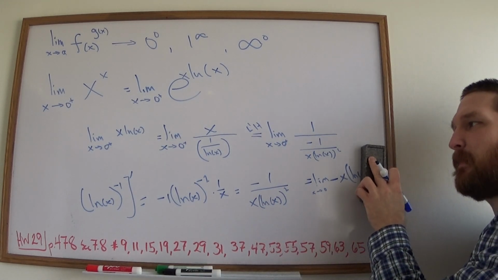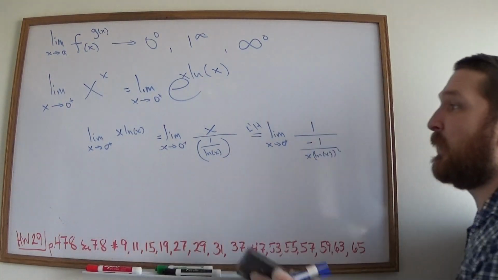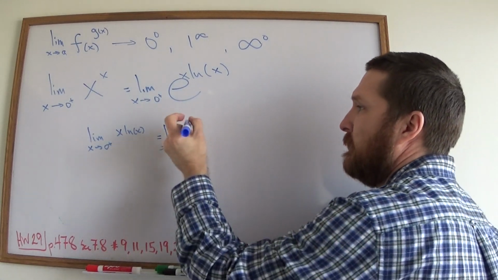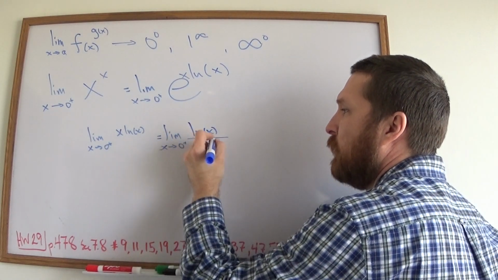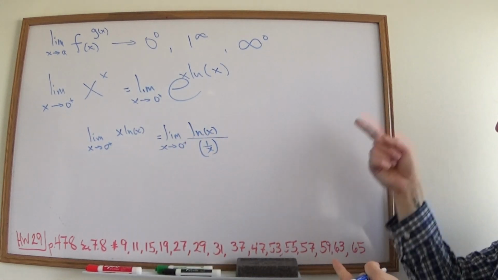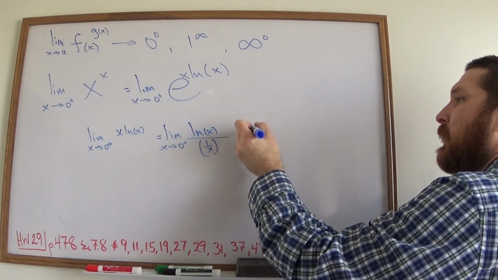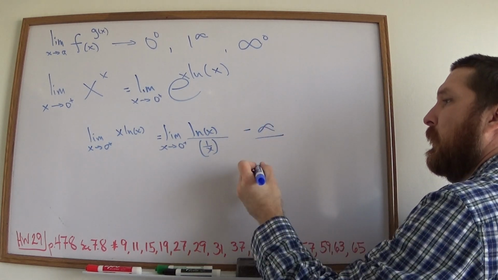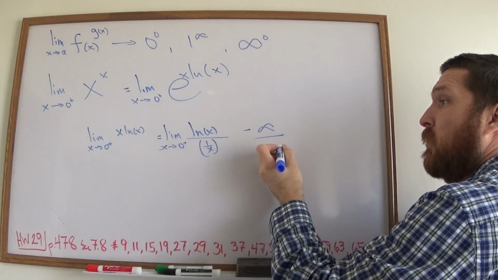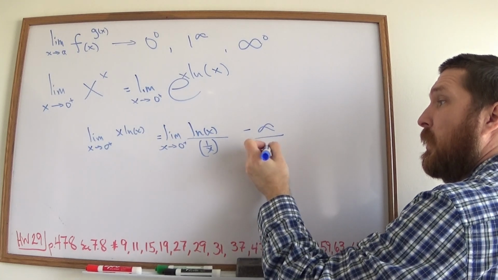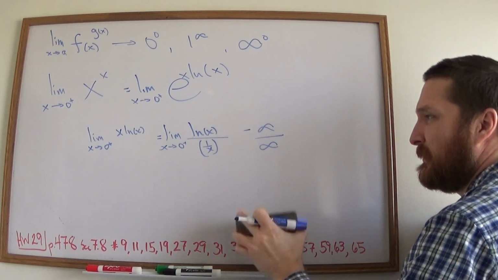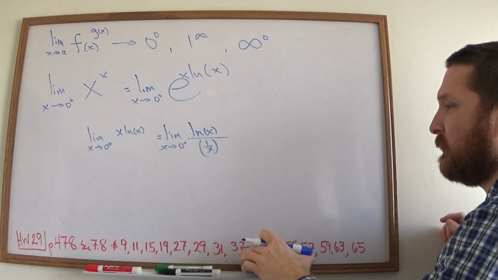In this case, I'm going to say, once we get to here, we go, ooh, that made my life harder. Let's redo it. Let's just do it this way. Log x over 1 over x. Now, that goes to what over what? Negative infinity over infinity. Aha. Right, because as it's going to 0, 1 over 0 goes to infinity. So we have an infinity over infinity.